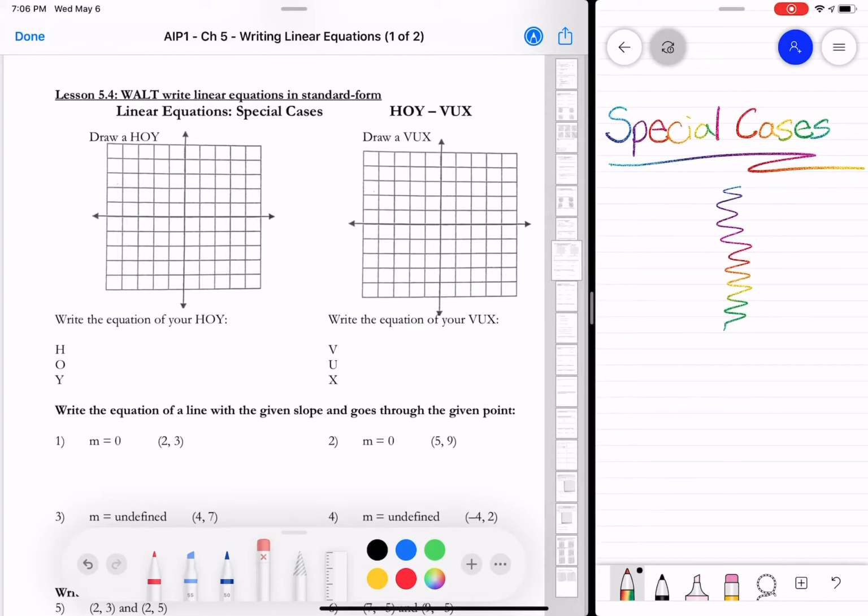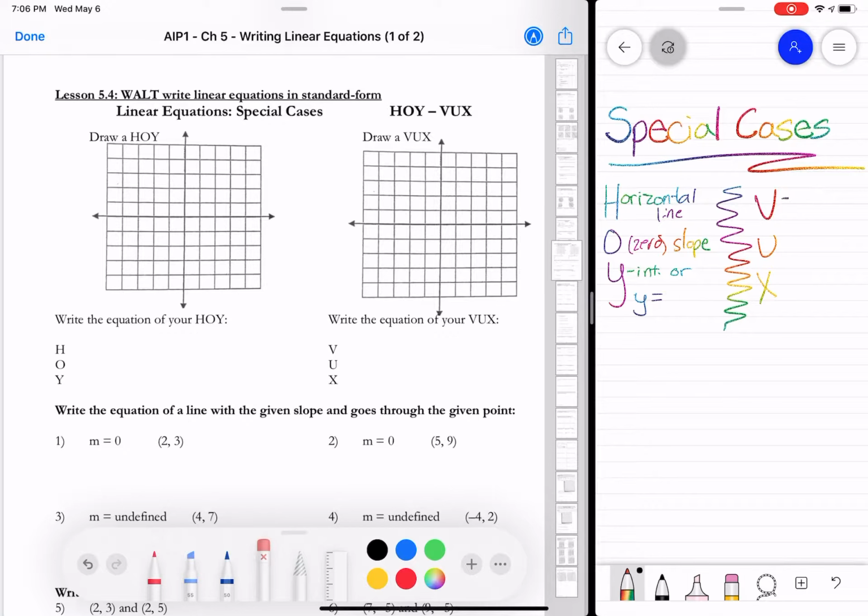So let's look at special cases. We know we have HOI and we have VUX. Now what these acronyms tell us is that the H stands for a horizontal line. Because if it is a y equals equation, we're going to end up with just a horizontal line that's parallel to the x-axis, right? Because the x-axis is horizontal. This O is technically our zero slope. And then the y is our y-intercept, or it's telling us HOI is always written as a y equals equation.